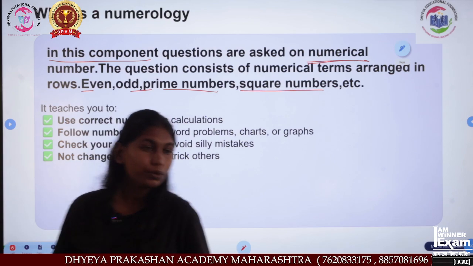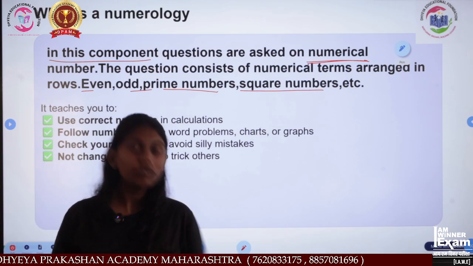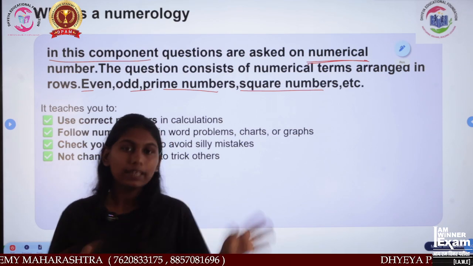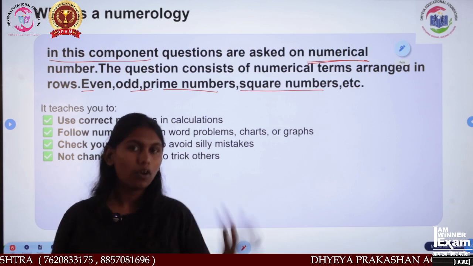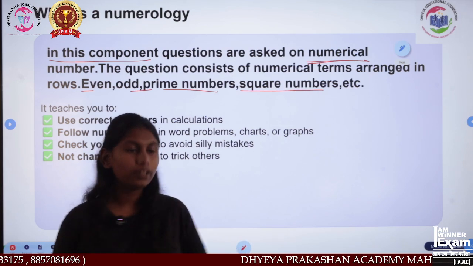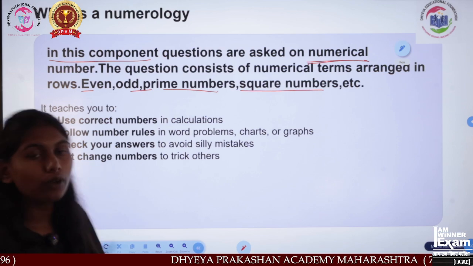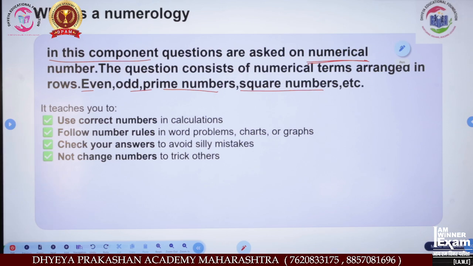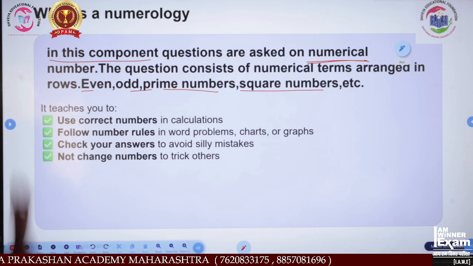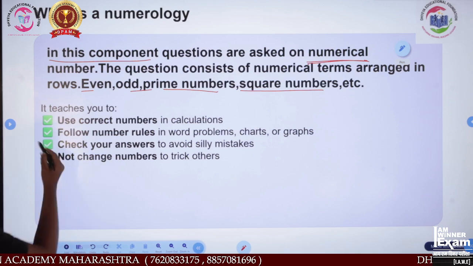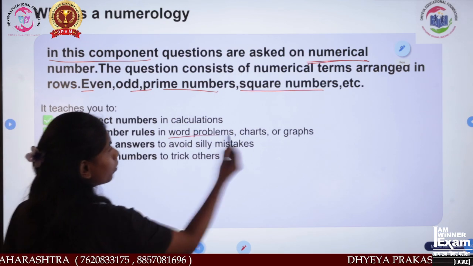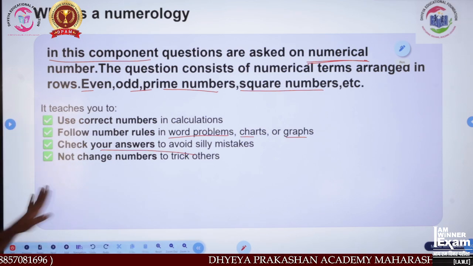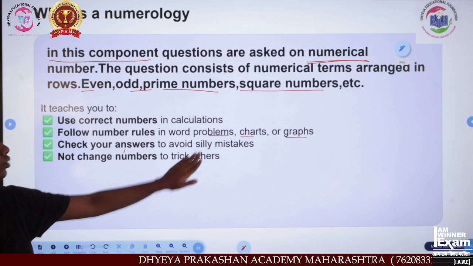Means what we are going to do in this lecture, we are going to solve some questions based on the numerical problems, means numbers. Now in the series, the numbers can be even, odd, or prime, then square root. Anyhow, we are going to solve such kind of problems based on numbers. So it teaches you to use correct numbers in calculation, follow number rules in word problems, charts and graphs, then check your answers to avoid silly mistakes and not change numbers to trick others.